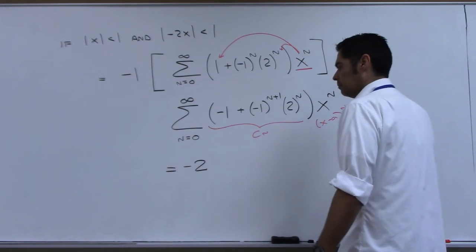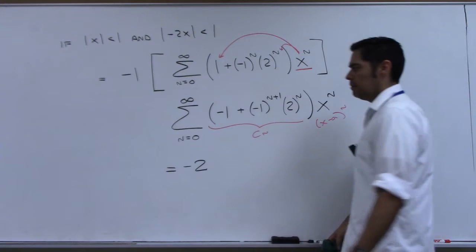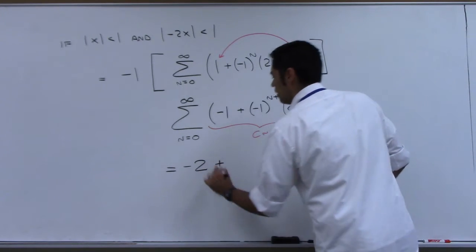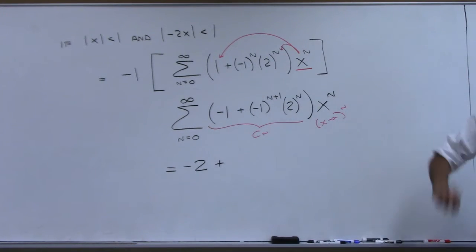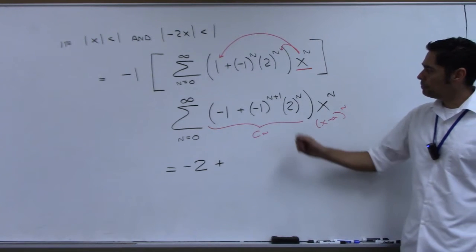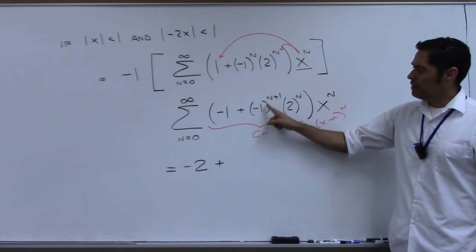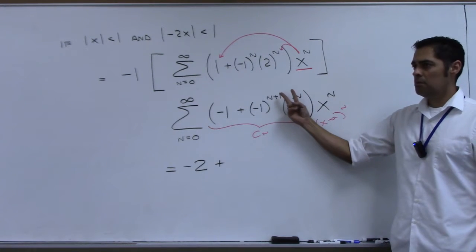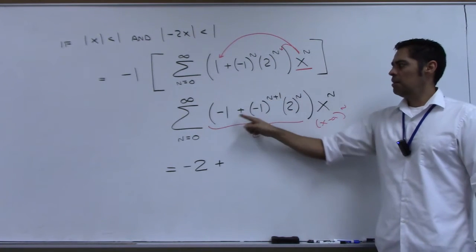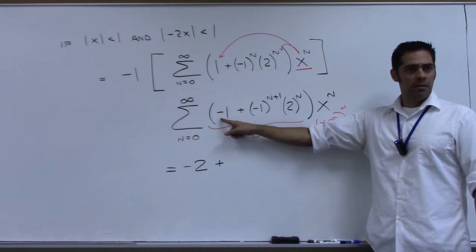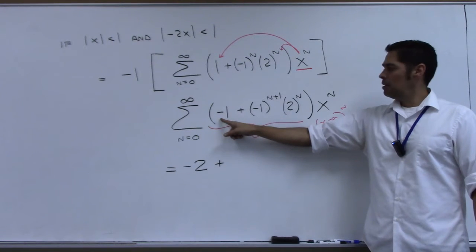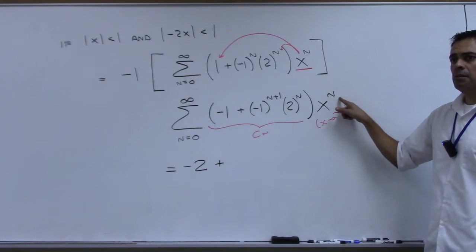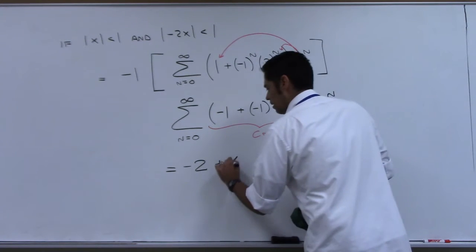Okay? Plus. Now let's let n be 1. So what happens if n is 1? This is negative 1 squared, so it's positive 1. 2 to the 1 is 2. So we're getting a 2 here. Minus 1 is going to be 1. But then x to the 1, x.